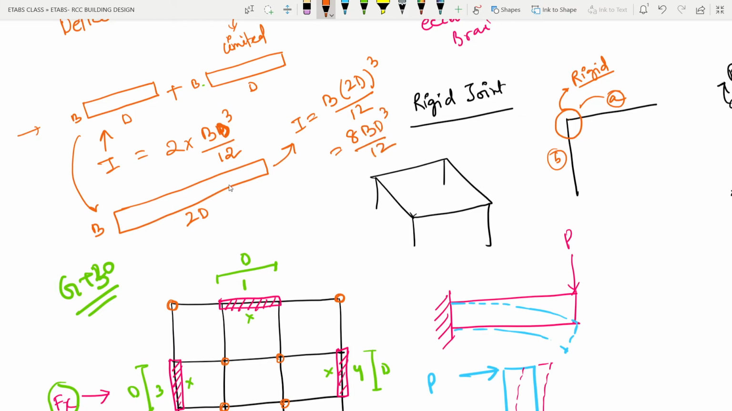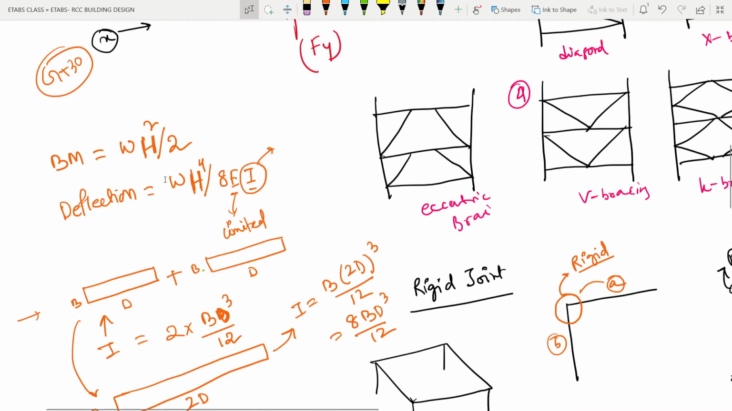So if you see, if I provide a single wall rather than two different walls, combining these two depths or lengths of the wall, it will give me more moment of inertia. And if we can increase the moment of inertia, obviously we can decrease the deflection of the wall or the structure, because the moment of inertia is in the denominator, so it will reduce the deflection value, right?